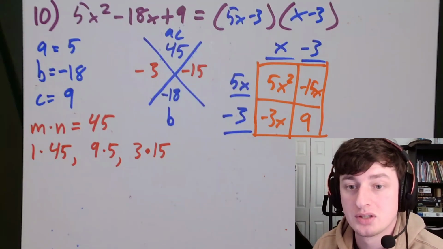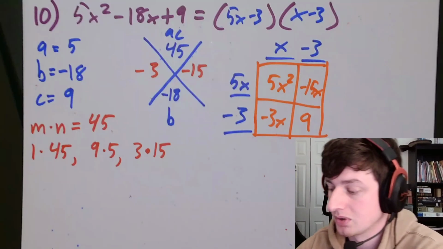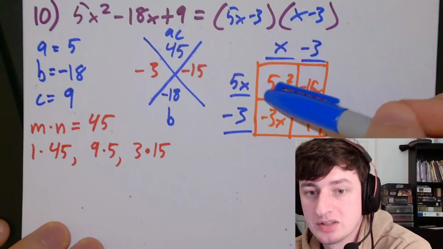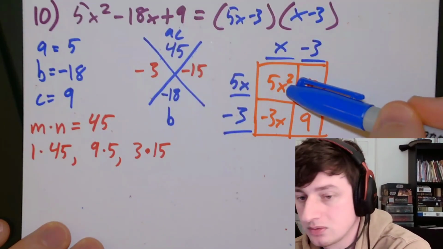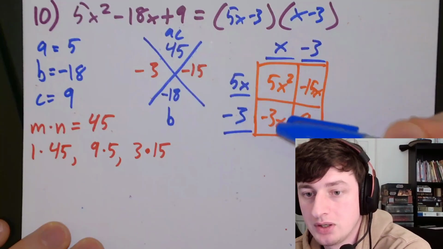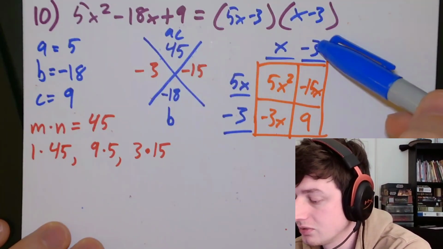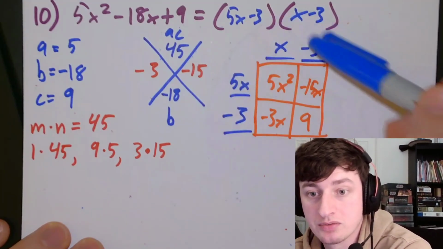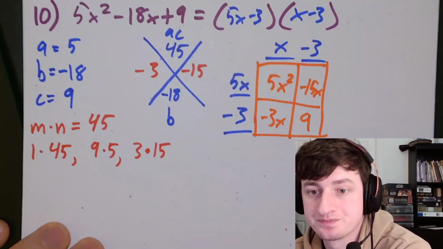But you can always double check your work. We can always double check, are these blue numbers the right thing? Because all we have to do is multiply this back out and see if we get what we started with. Like if I multiply x times 5x, do I get 5x squared? Yep. x times negative 3, negative 3x. Negative 3 times 5x, negative 15x. And negative 3 times negative 3 is 9. So we got to double check. If we multiply it back, do we get the things that are inside the box?